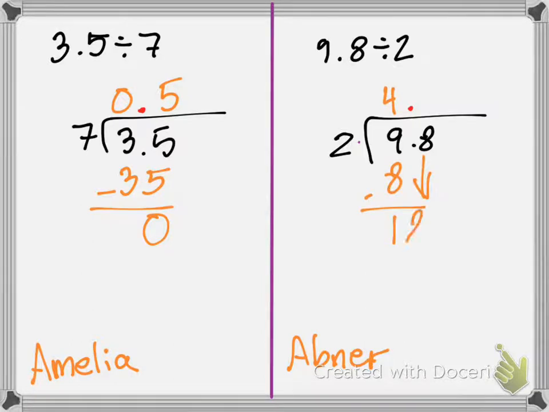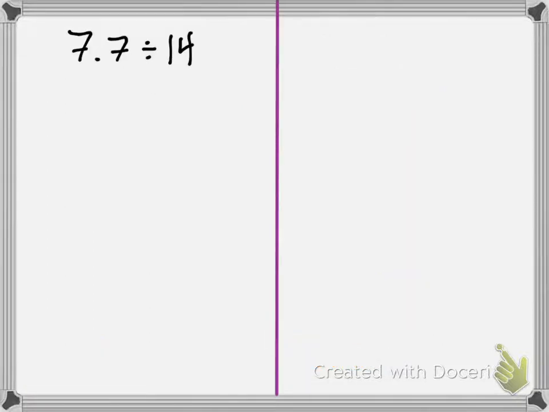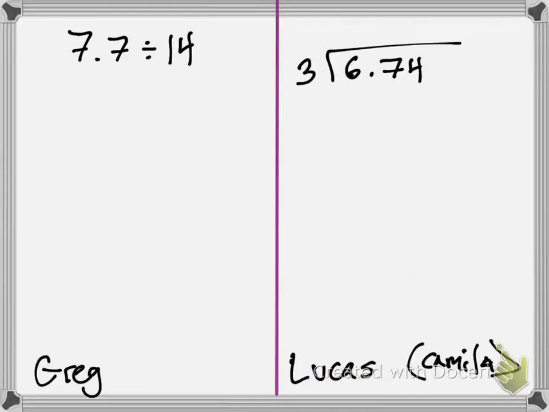We bring down our 8. Abner, how many times does 2 go into 18? 9 times. And that's exactly 18. And we get 0. Yes, Abner. Yes, Amelia. You guys are getting it. What about this one? Greg, which number goes on the outside?